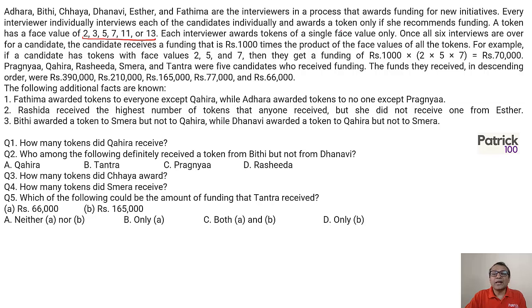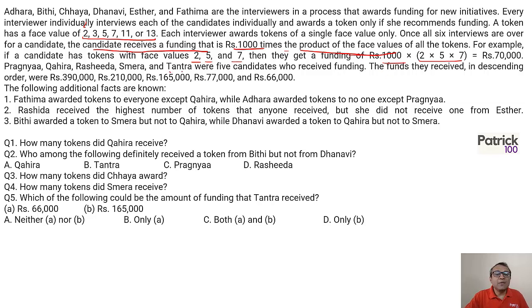Once all 6 are done, the candidate receives a funding that is 1000 times the product of the face values. So whatever tokens he receives, the product of the face values of those, multiplied by 1000, will be the funding received. For example, suppose you receive tokens 2, 5, 7, the funding received is 2 into 5 into 7 into 1000, which is 70,000.